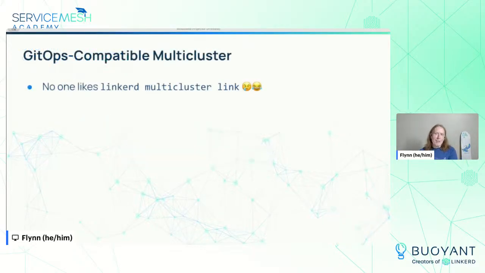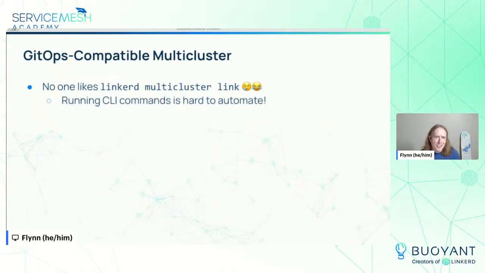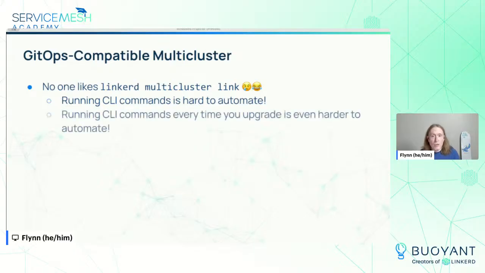All right, GitOps compatible multi-cluster. Nobody likes Linkerd multi-cluster link, the command. This kind of makes us sad, but we get it. I mean, running CLI commands is difficult to automate, especially if you're using GitOps. Running Linkerd CLI commands every time you upgrade is even harder to automate and even more of a pain. And this is just unpleasant, right?